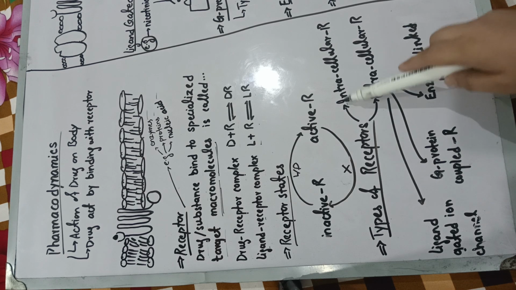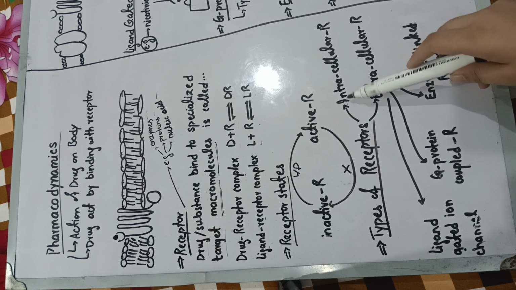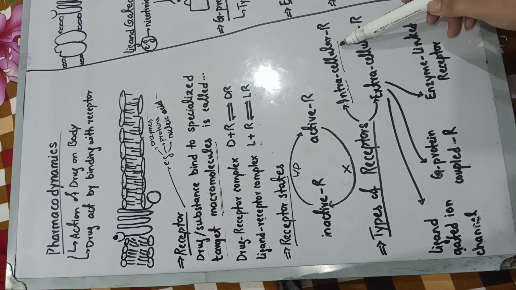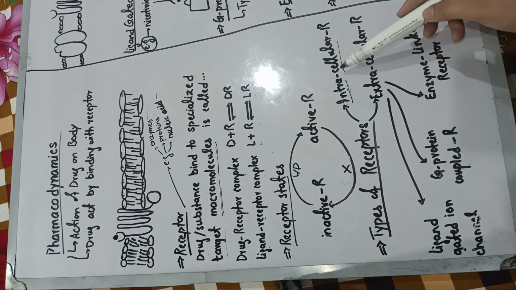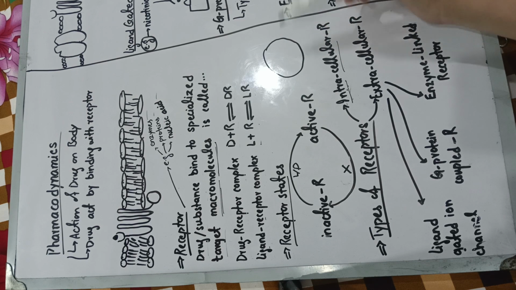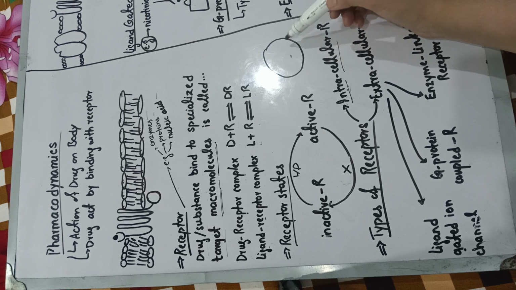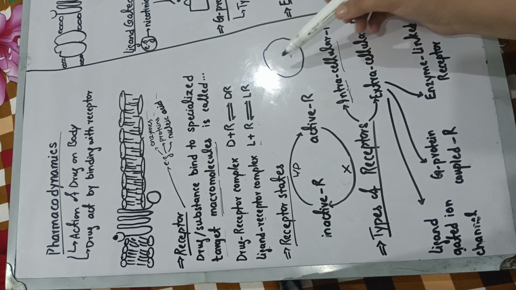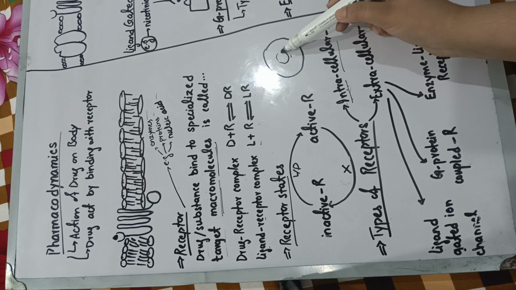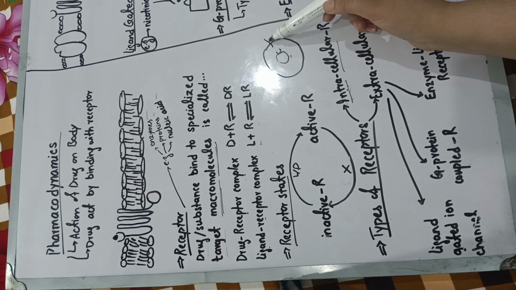So actually there are two main types of receptor which are present. First is the intracellular receptor. The word intra means inside, cellular means cell. So these are those receptors which are present inside a cell. There are so many receptors present inside, like suppose this is a cell. There are some receptors which are freely floating in the cytoplasm, like a ribosome, which is freely floating in your cytoplasm. And some receptors are present on the membrane of your nucleus also.